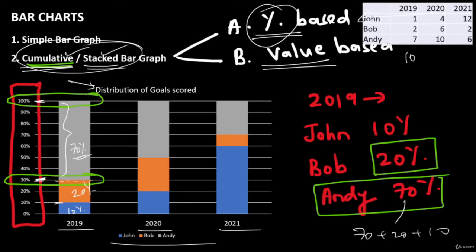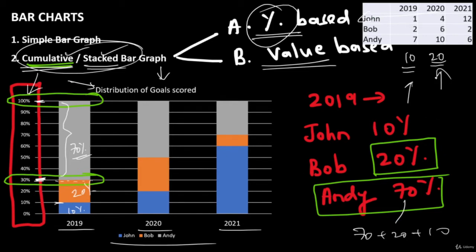Now, let's also see one more interesting thing about cumulative or stacked bar graphs. In the year 2020, the total number of goals scored is 20, right? 4 plus 6 plus 10 is 20. Now in 2019 it was 10, and in 2020 it is 20 goals, right? Even though the number of goals in both these years is different, you can see that in the cumulative stacked bar graph, this bar and this bar both have the same height, right? Because both of them represent 100%. It's just that 100% in 2019 is 10 and 100% in 2020 is 20.